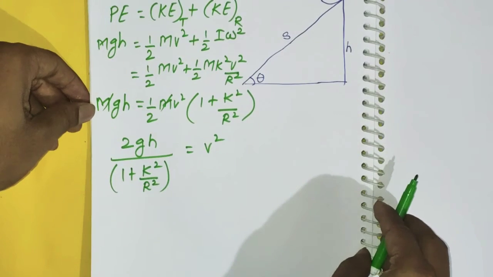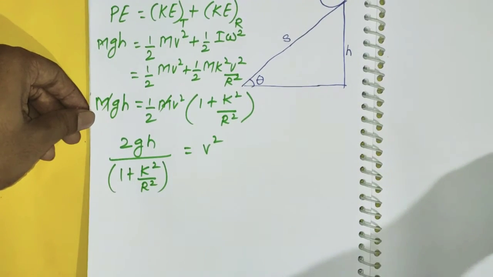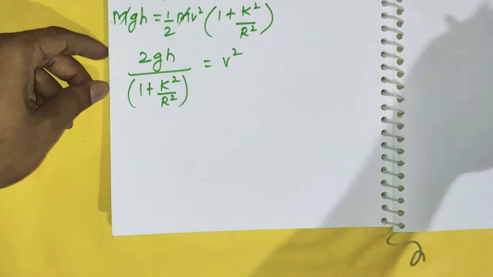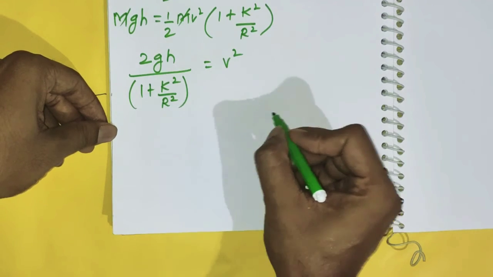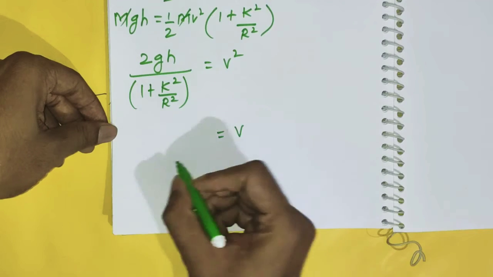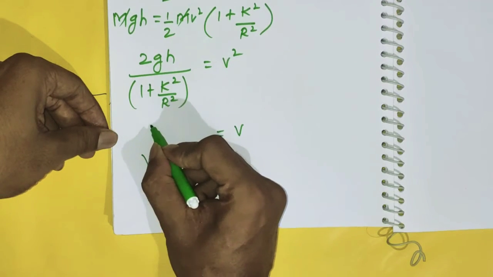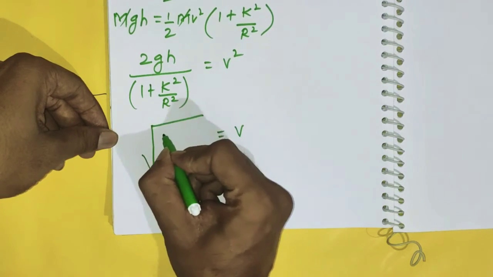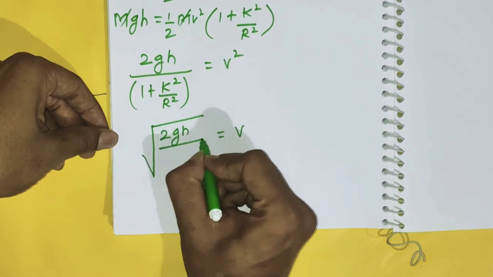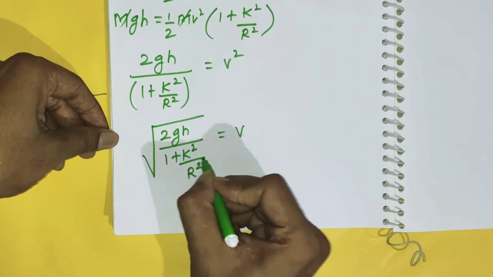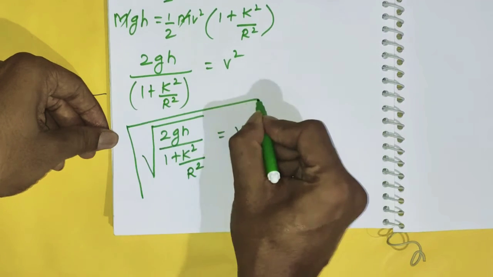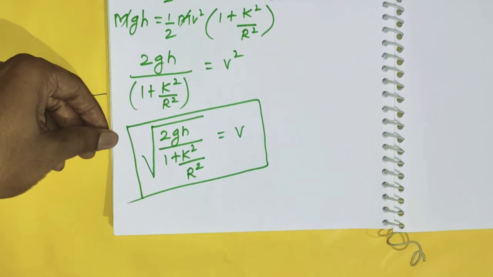Now we have to find only v, the linear velocity when the body is rolling down an inclined surface. By taking the square root, v is equal to root of 2gh upon 1 plus k square by r square. So this is the expression for the velocity of the rolling body.